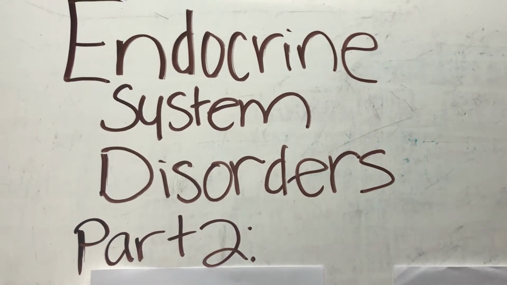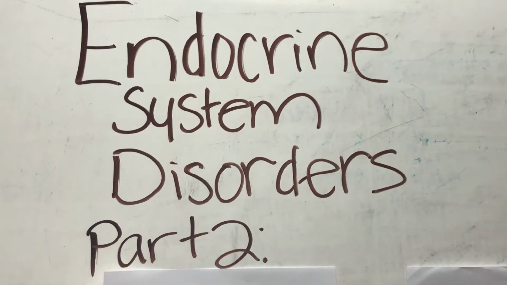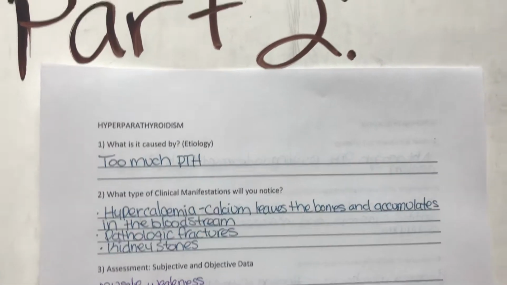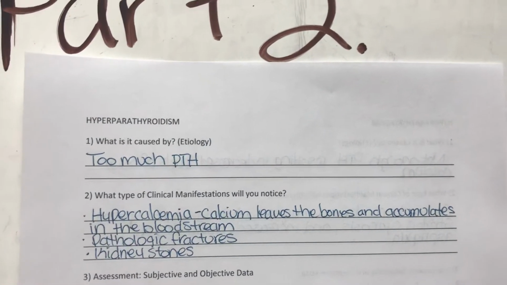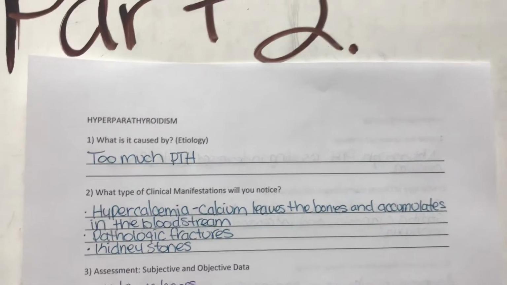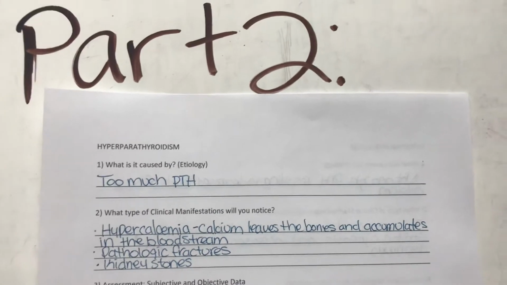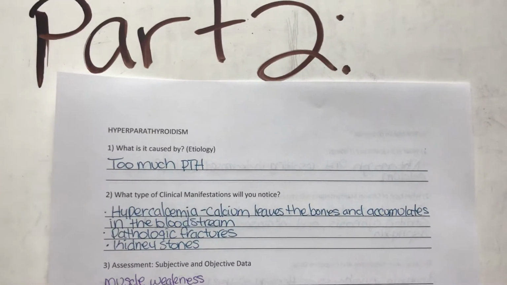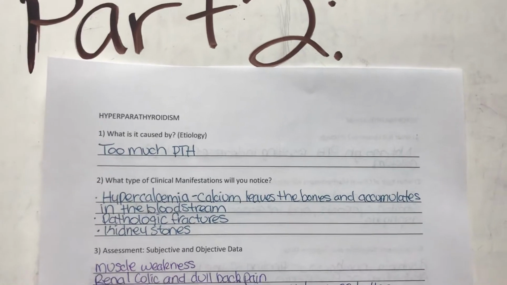So this is Endocrine System Disorders Part 2. We're going to begin with the parathyroid disorders, hyperparathyroidism. Your parathyroids' function is to secrete calcium. So for your parathyroid disorders, you're going to see either too much or too little.